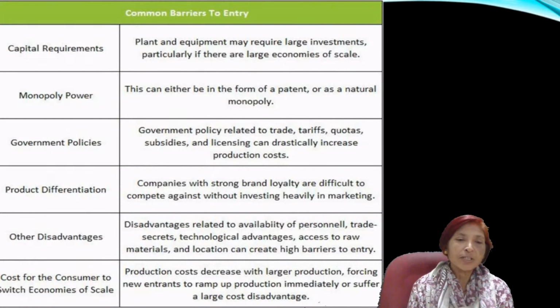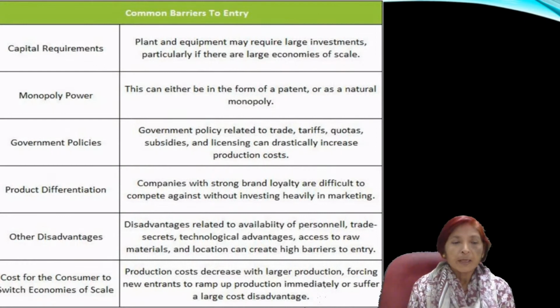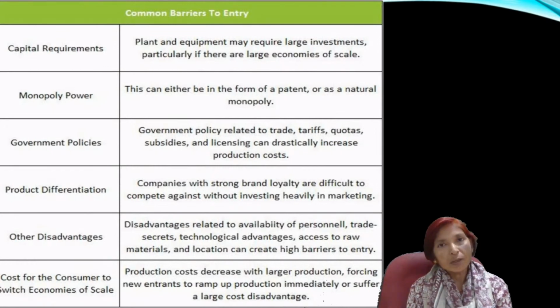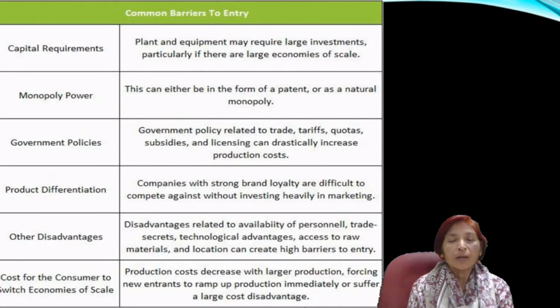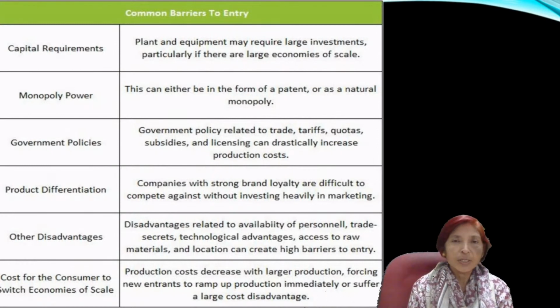Next is product differentiation. Companies with strong brand loyalty are difficult to compete against without investing heavily in marketing. Next is other disadvantages. Other disadvantages related to the availability of personnel, trade secrets, technological advantage, access to raw materials, and location can create high barriers or high restrictions to entry.